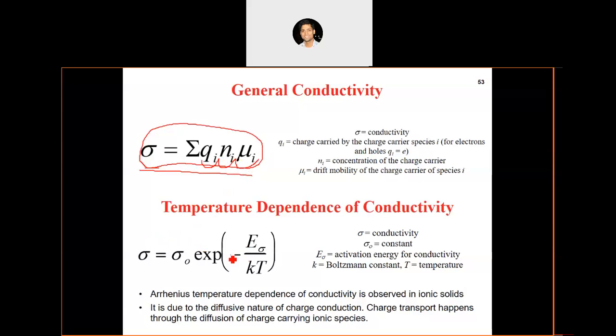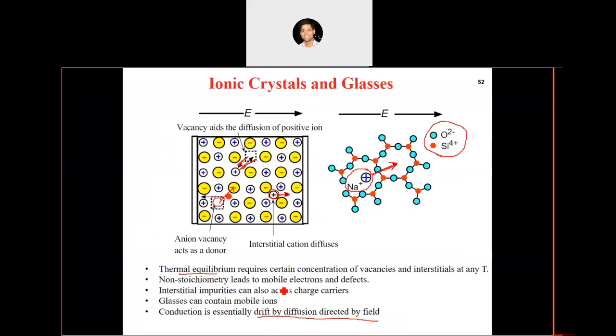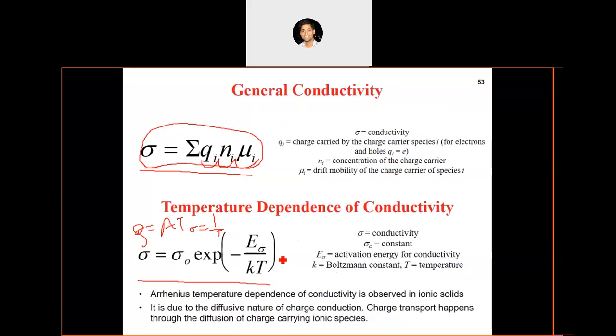In the earlier case, we saw the temperature dependence in the case of metals, right? It was rho is equal to AT, or sigma is equal to 1 by T. The electrical conductivity of metals was inversely proportional to the temperature. In this case, we get an exponential dependence. Why that happens is because of the point I just mentioned. In this case, conduction is essentially drift by diffusion of atoms. And diffusion of atoms, you might remember from your previous courses during JEE, follows an Arrhenius type of relationship, right? That is the Arrhenius temperature dependence of conductivity, which we can see here.